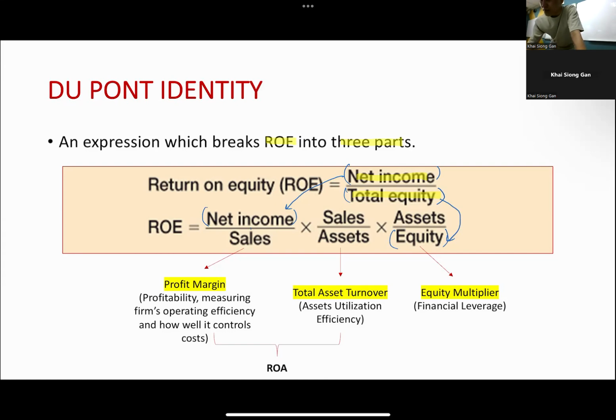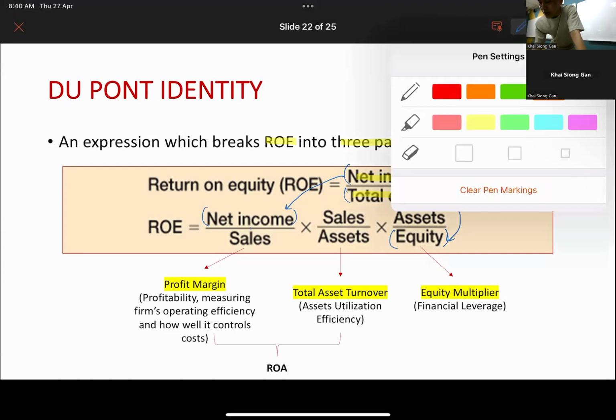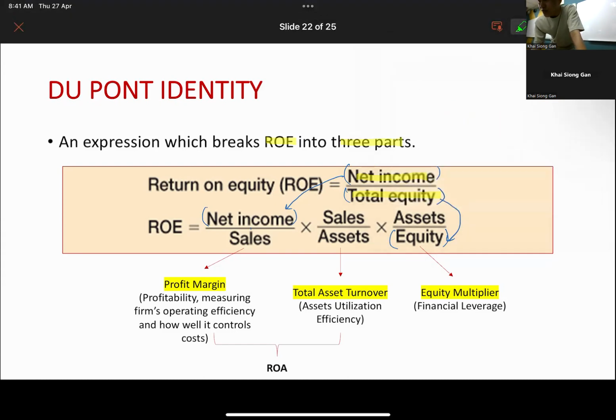For example, let's see. When you look into net income divided by sales, what ratio is this? Net income over sales is profit margin, the first profitability ratio that we looked into just now. Therefore, the first one tells us about profit margin, to measure the firm's operating efficiency and how well it controls the cost, to measure the profitability. Second, when you look into the second component, sales divided by assets, that means how well you use the assets to generate sales. That is total asset turnover.